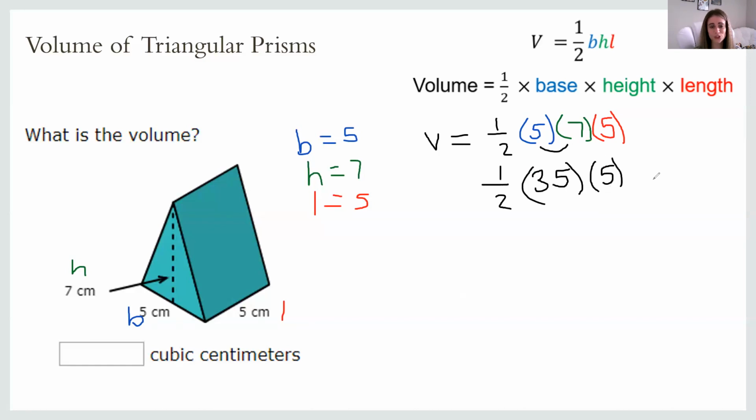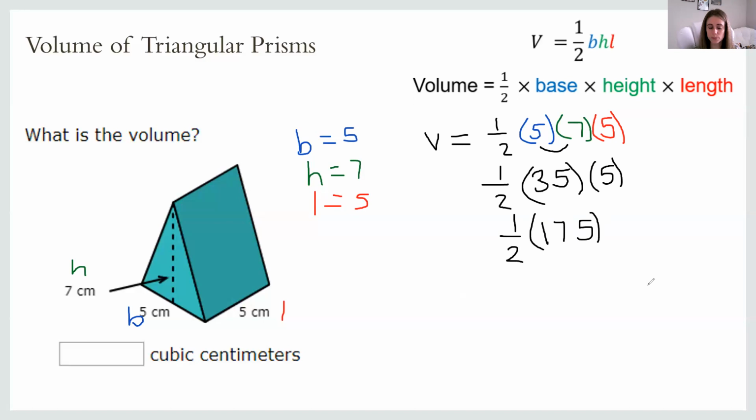I'm going to go ahead and multiply that by 5 again. Let's see if I can get an even number at all. So then 35 times 5 would be 175. Okay, didn't work out, but that's okay.